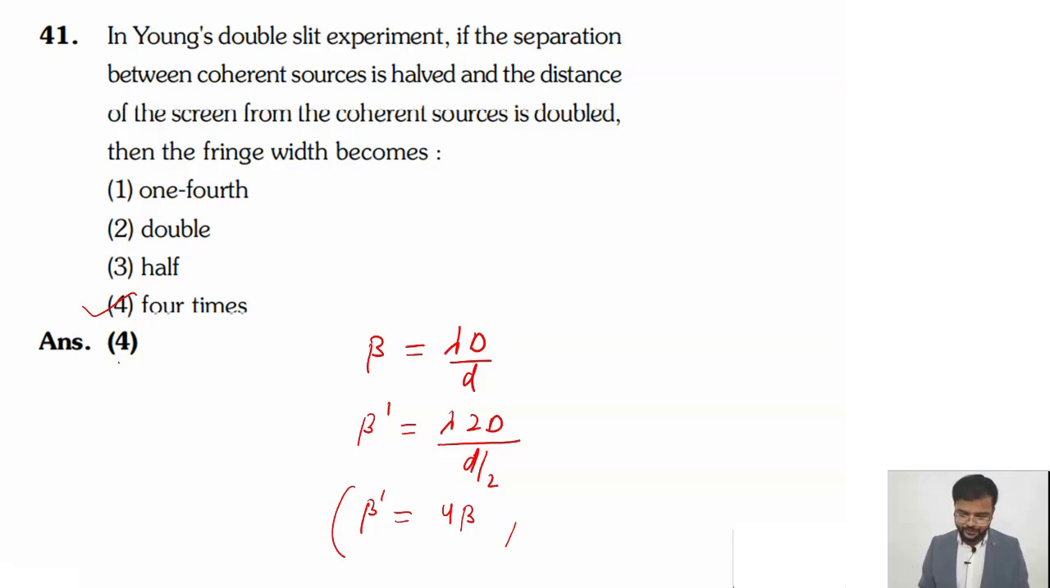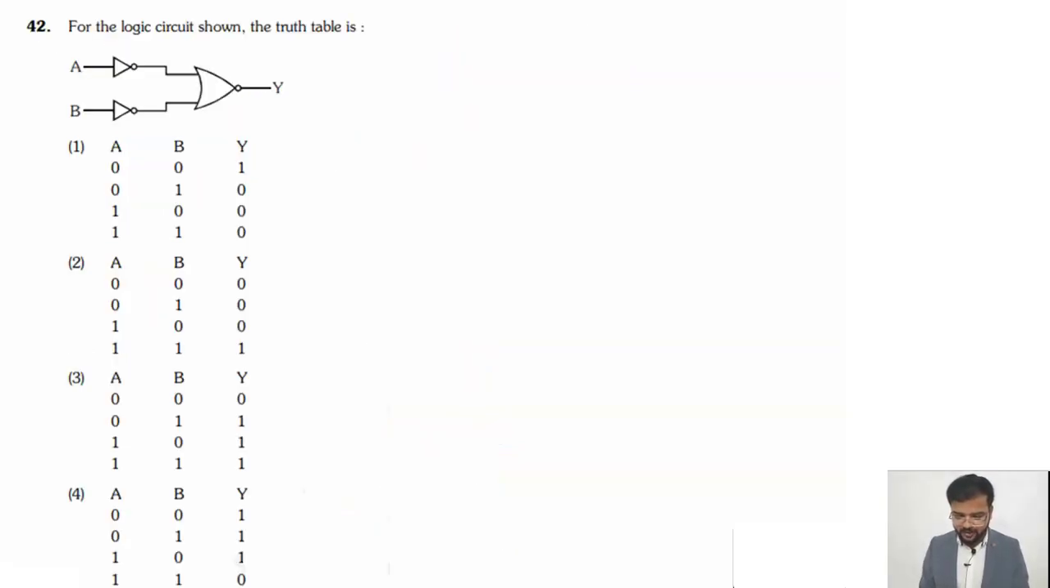Let's come to the next question. For the logic circuit shown, the truth table is... The logic circuit is given here and he is asking which table is correct.